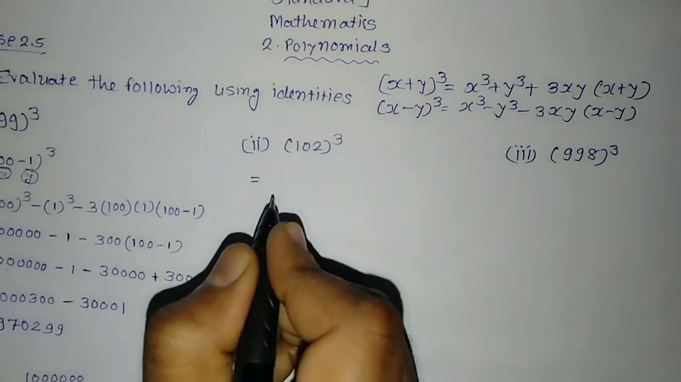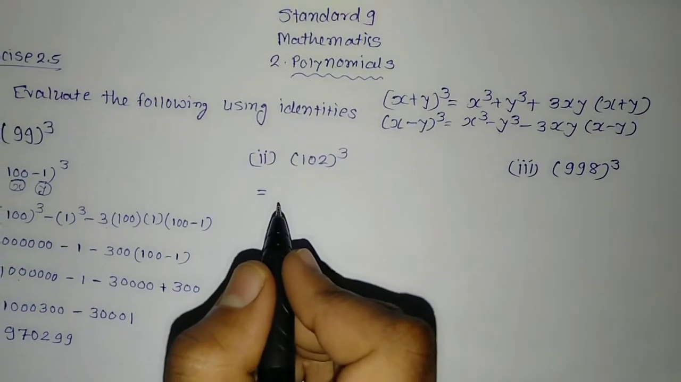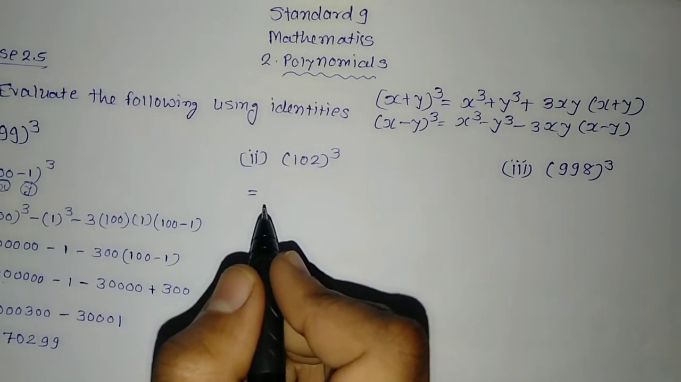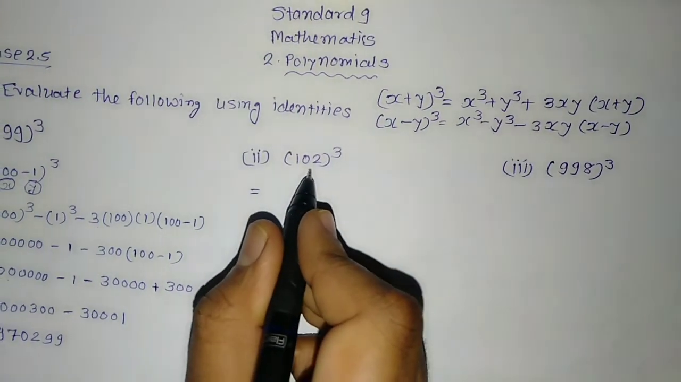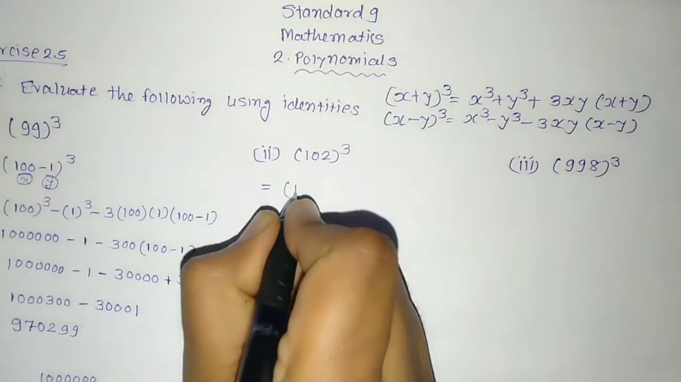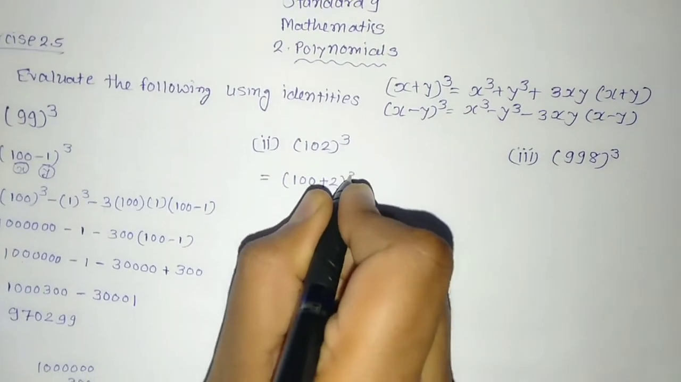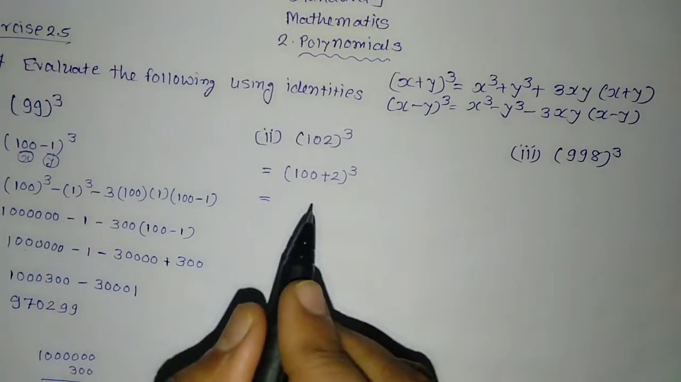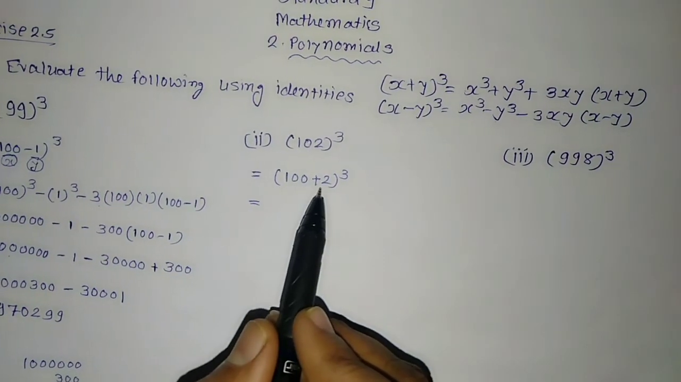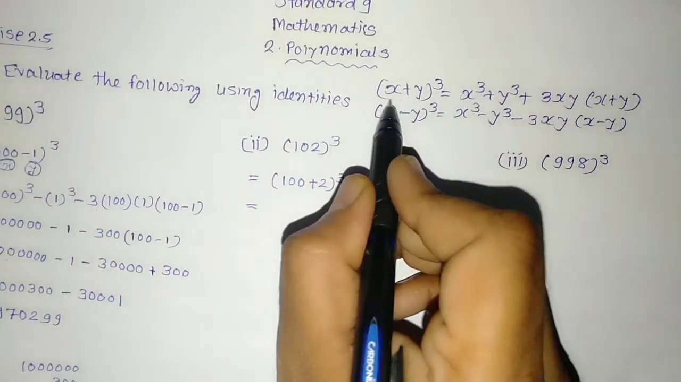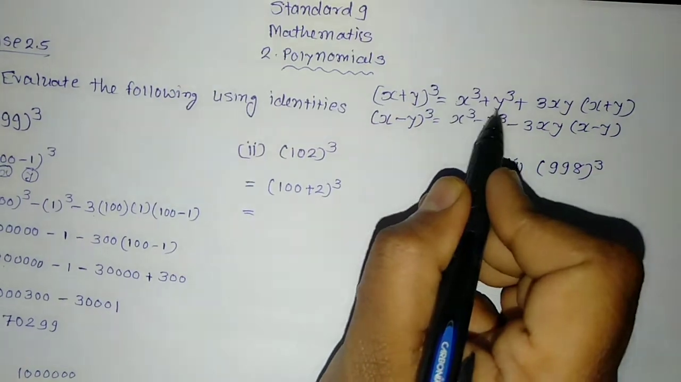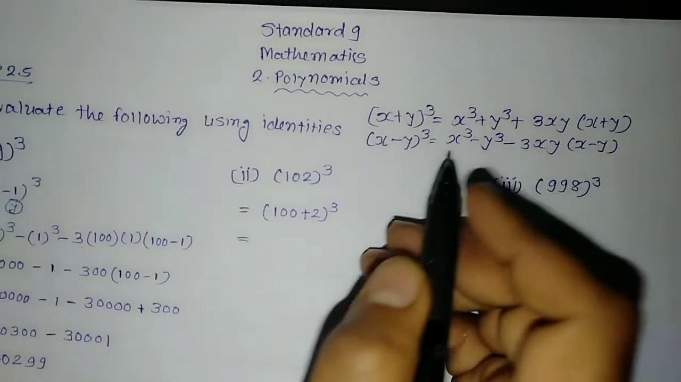For that, we have to convert it into nearer by 100, or nearer by zeros. Nearer by 0 of this 102 will be 100. So I'll write this 102 in this format, (100 plus 2) whole cube. Now we'll use this identity, that is (x plus y) whole cube is equal to x cube plus y cube plus 3xy into bracket (x plus y).